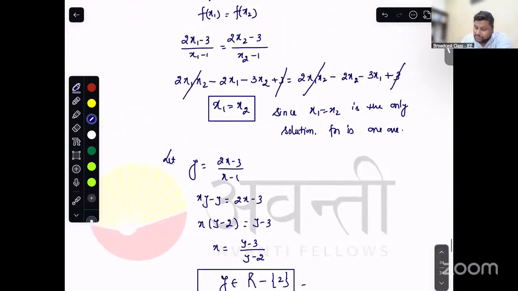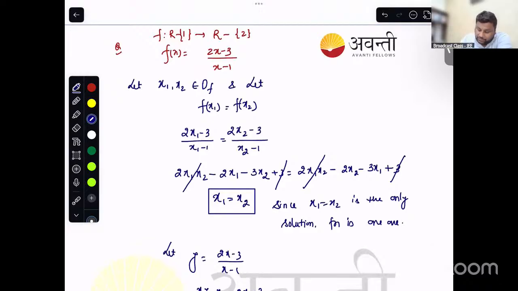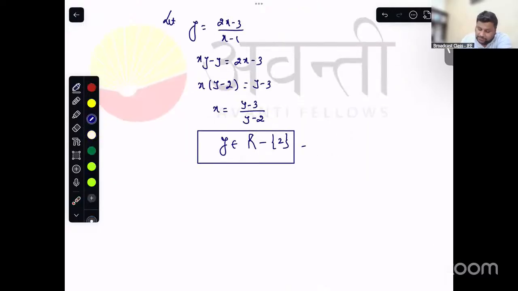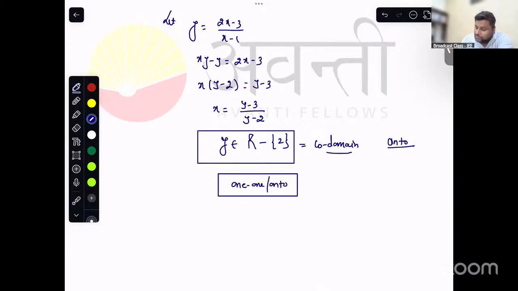That is equal to, what is the codomain given to you? Codomain is also R minus 2. Do you see that? So that is equal to codomain. That means function is onto. So this function is 1-1 onto. And what do we also call it? Bijective function. Am I correct? So this is a bijective function.